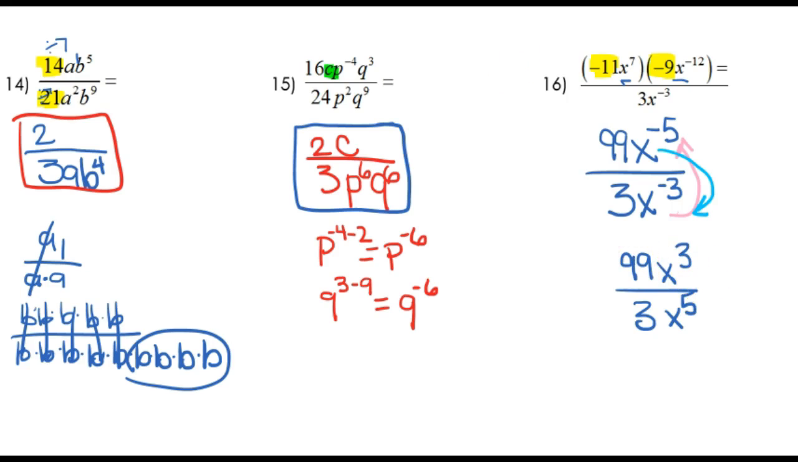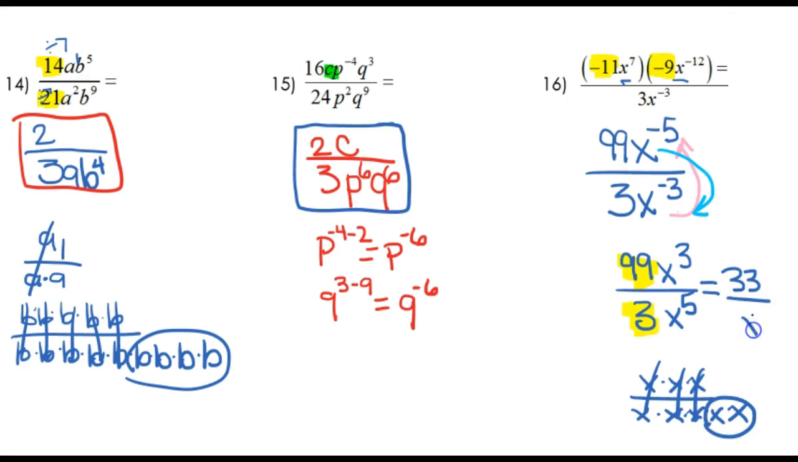Once we have that, I'm again going to come back here and deal with my constants. 99 divided by 3 gives me 33. And if I have 3 x's in the numerator and 5 x's in the denominator, 3 of them are going to cancel. I'm just going to be left with x times x in the denominator. So we'll call that x squared. And there is your final answer.